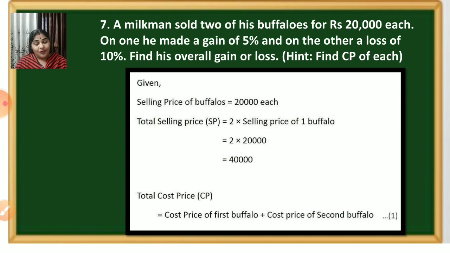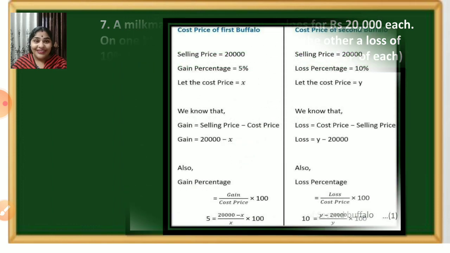Now total cost price will be cost price of a first buffalo and cost price of a second buffalo. So separately we have to find, children, and then at the end we will add it. Okay, so let us begin. So on the first buffalo he had a gain of 5%, so we will use the formula of a profit percent. And on the second buffalo he had a loss of 10%, so finding the cost price we will use the formula of a loss percent. Okay, so let us see that.